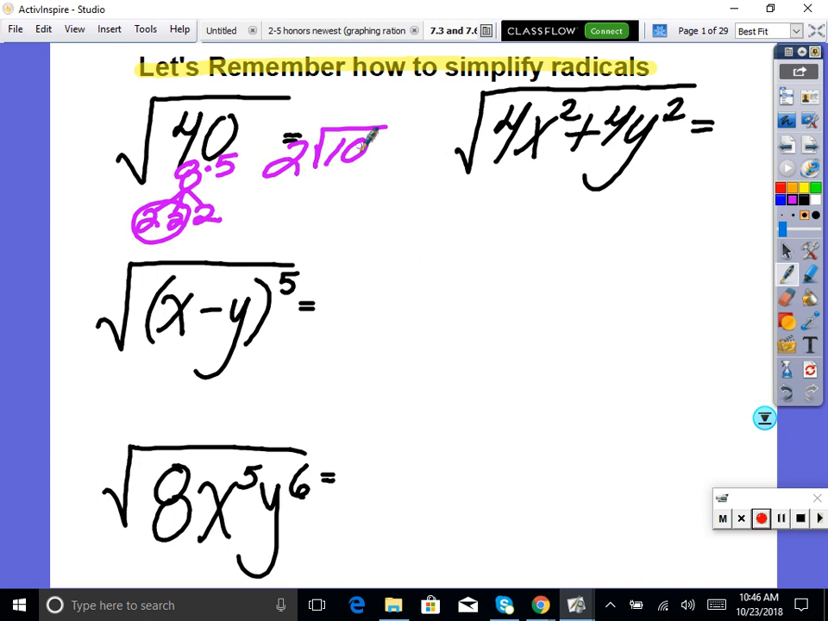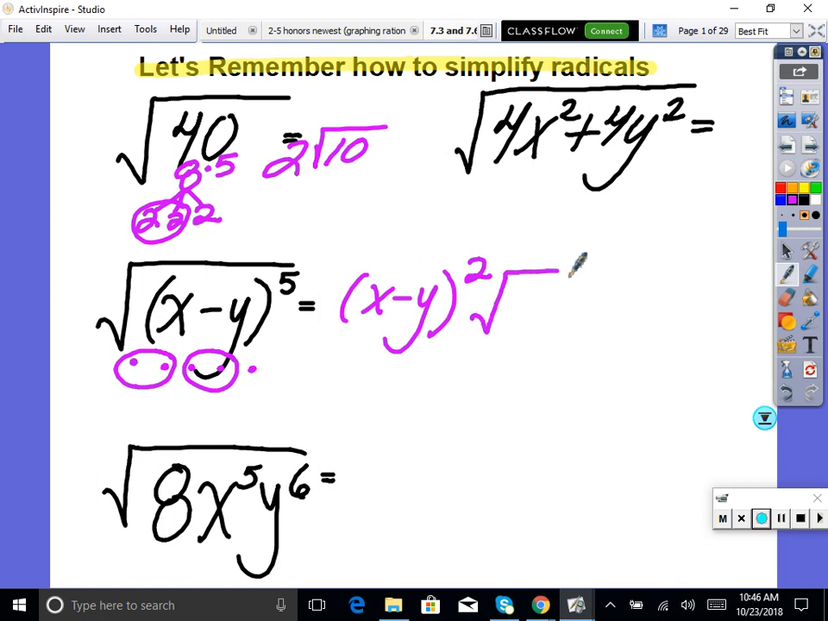Now look, there's x minus y to the 5th. That means there are 5 x minus y's in here. 1, 2, 3, 4, 5. I'm going to do dots because I don't want to write x minus y. So we'll pull out 1, 2. How many x minus y's? 2 x minus y's. So we'll have an x minus y squared. And then how many was left? 1. Square root of x minus y.